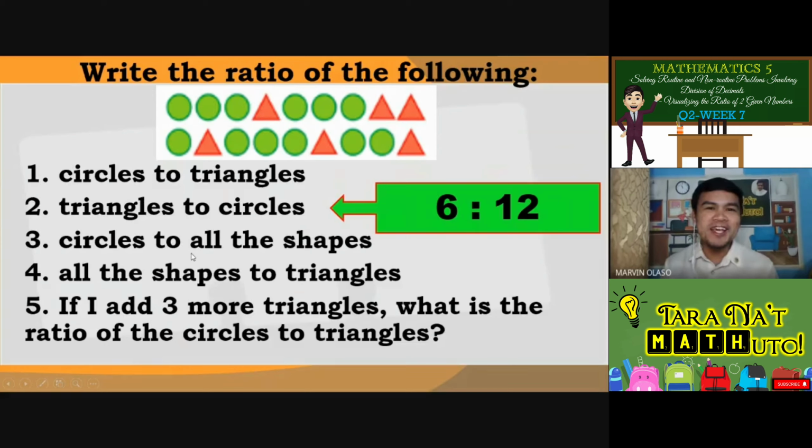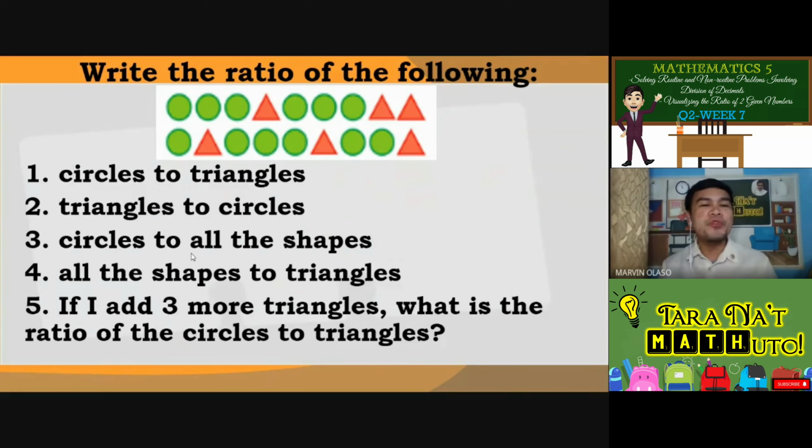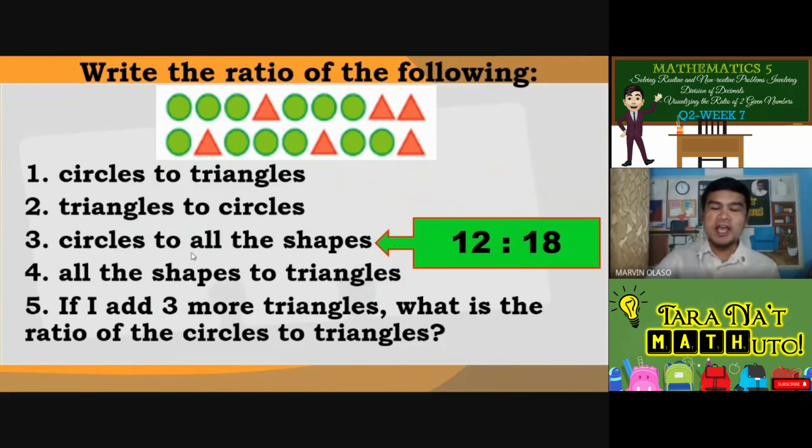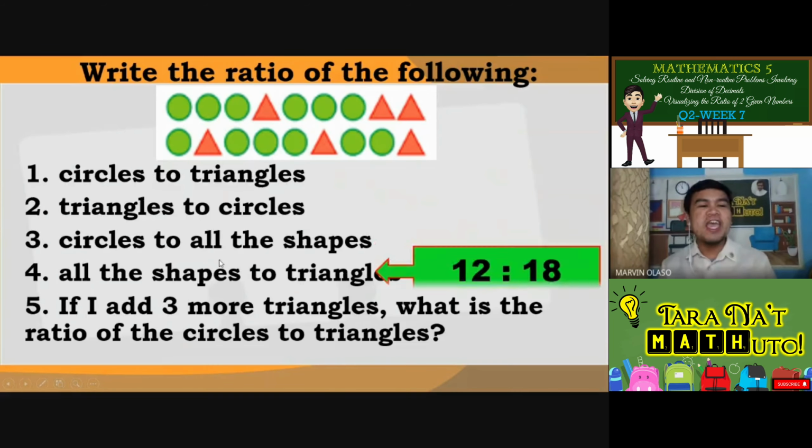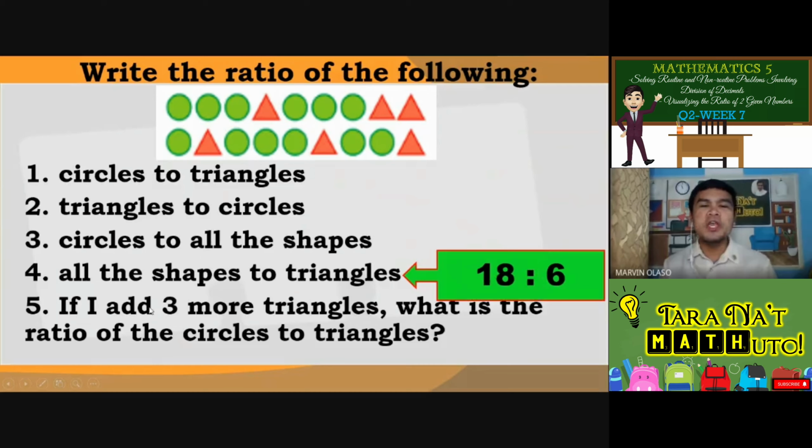Number 3, what about circles? Ayan, circles to all the shapes we have 12 is to 18 because there are 12 circles and a total of shapes, 18 shapes, 12 plus 6. Yes, that's right. And number 4, all the shapes to triangles, we have a total of 18 shapes, and a total of 6 triangles. So we have 18 is to 6.